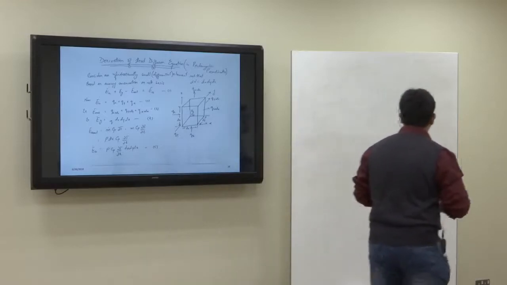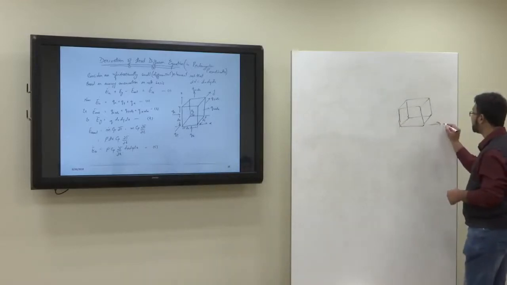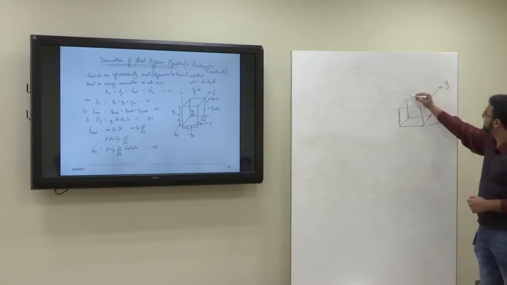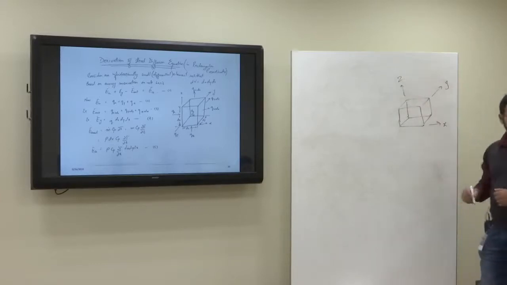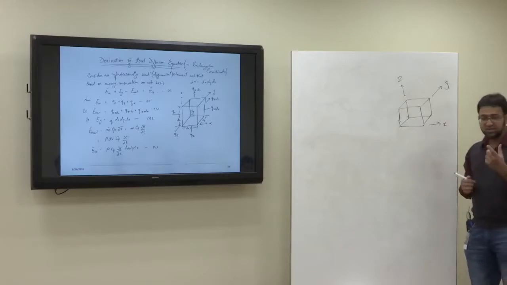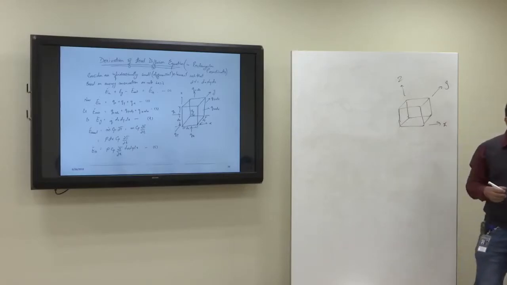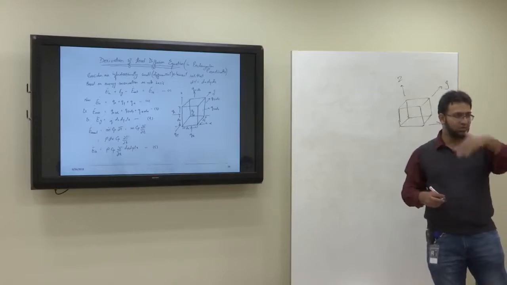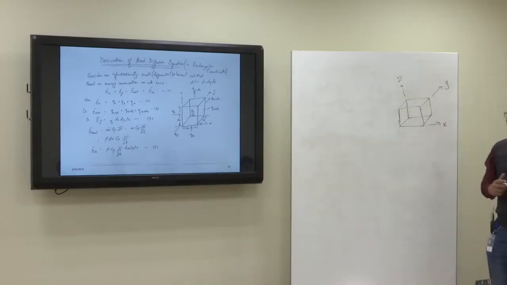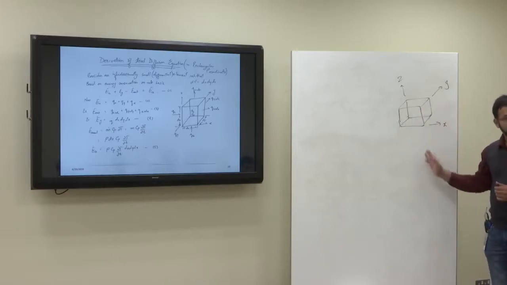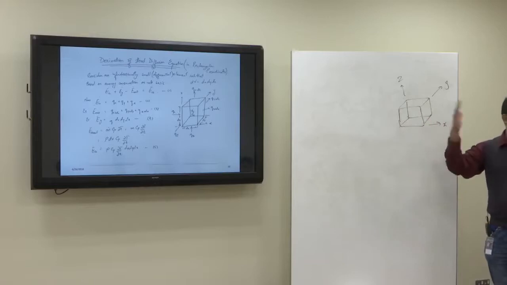So this is our x-axis, this is our y-axis, and this is our z-axis. This is our small element. In the small element, we assume that heat is passing through it in all directions. We have heat passing through in the x direction, then in the y direction, then in the z direction.